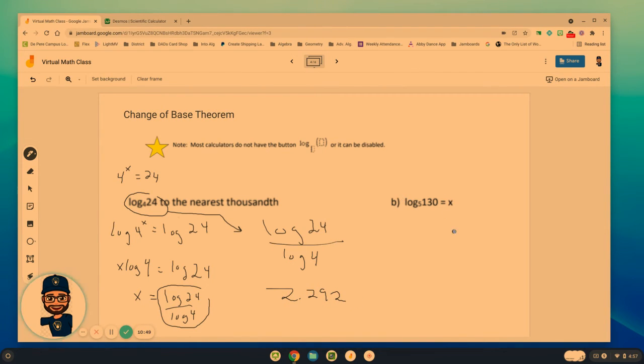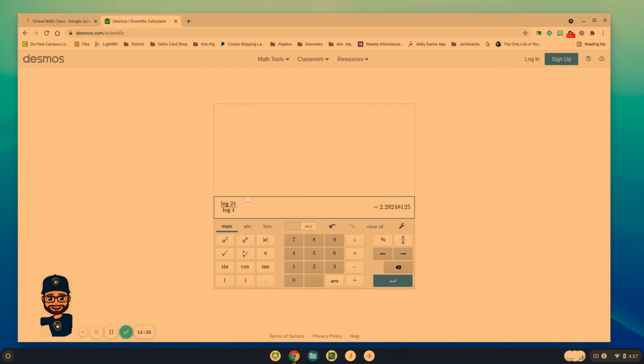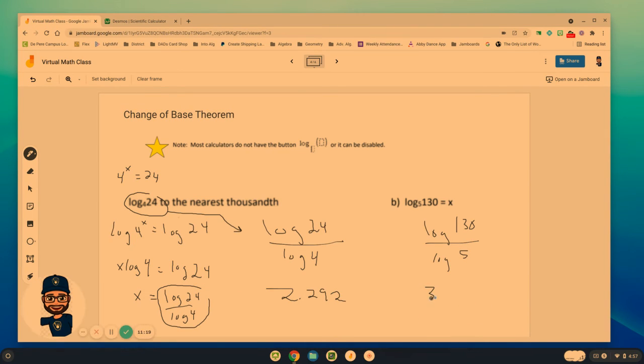2.292. Why don't you see if you can do letter B? All right, we're trying to figure out what that equals. Because I don't have anything else, we can just use the change of base theorem: log of 130 over the log of 5. We're going to have to use decimals to help us with that. Log of 130 over the log of 5 is 3.024. So we can use that change of base theorem when we're just trying to evaluate a log problem.